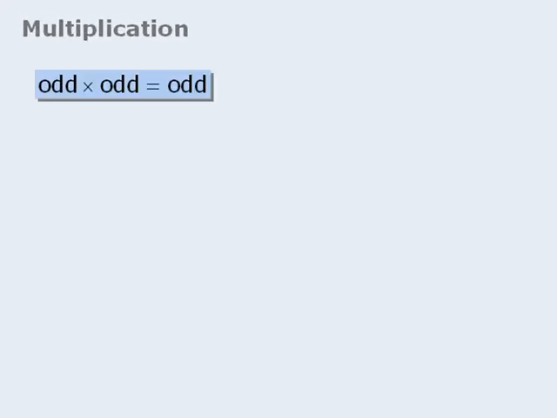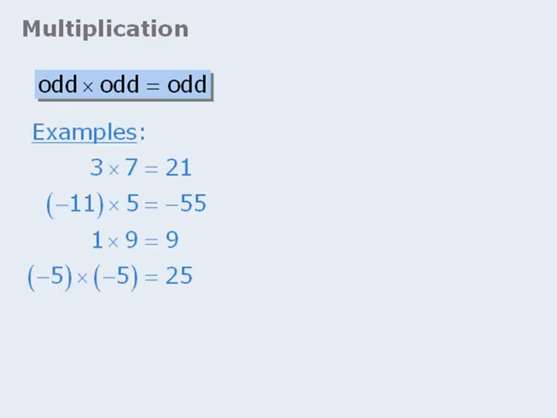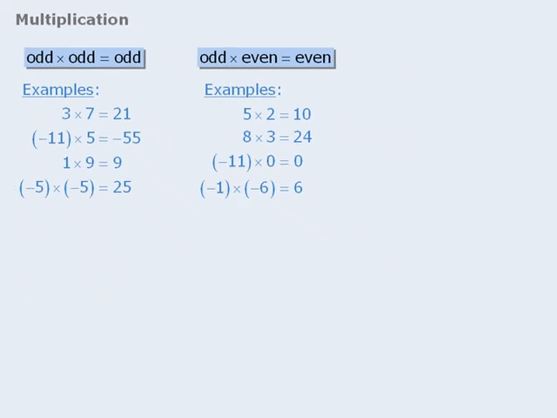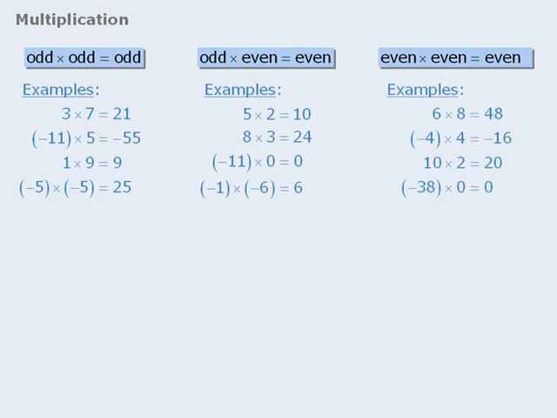The next set of rules involve multiplication. First, the product of two odd numbers will always be odd, and this can be seen in these examples. Next, the product of an odd number and an even number will always be even, as is shown here. And finally, the product of two even numbers will always be even, as you can see in these examples.